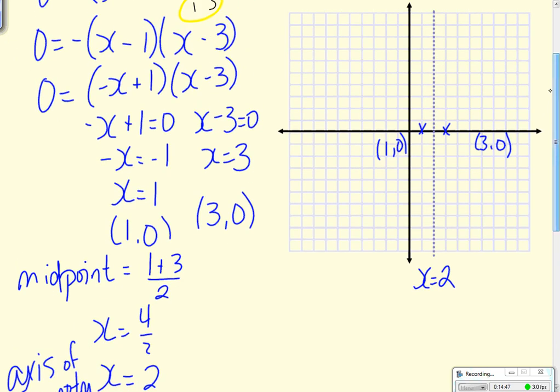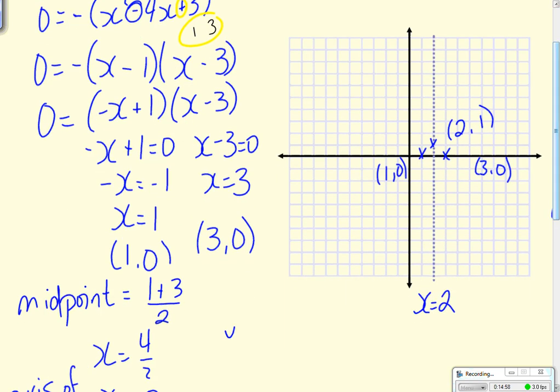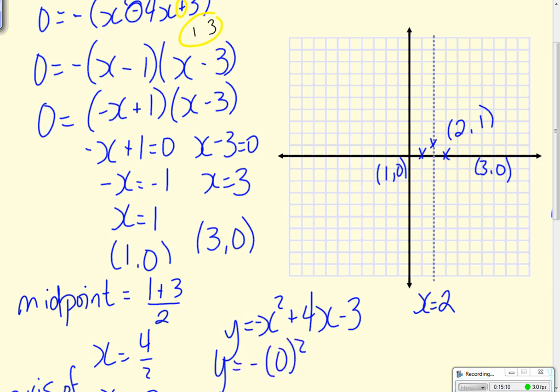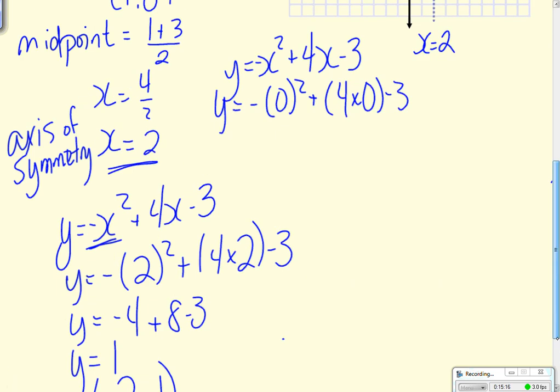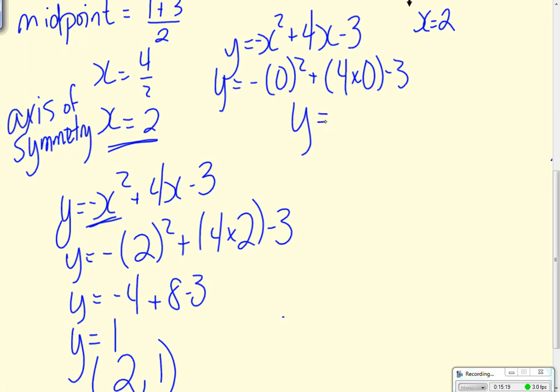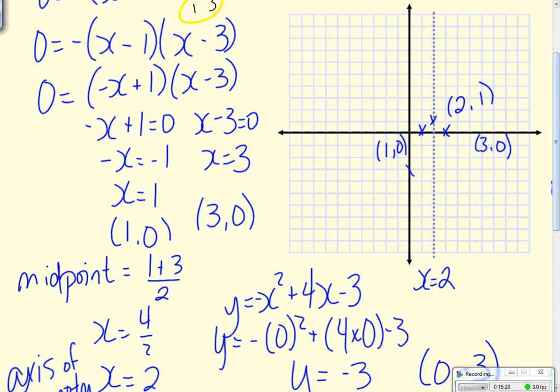This is an upside down one, so it's okay. So we have 2 and 1. And it's going to be really obvious when we do our y-intercept, which we're going to do right now. So we have y equals negative x squared plus 4x minus 3. We're going to substitute a 0 in for our x, so we get y equals negative 0 squared plus 4 times 0 minus 3. That is going to give us y equals 0 plus 0 minus 3, so y equals minus 3, so our y-intercept is 0, minus 3, which is right here.